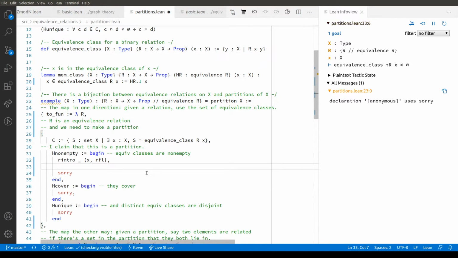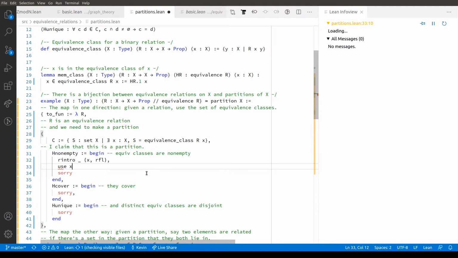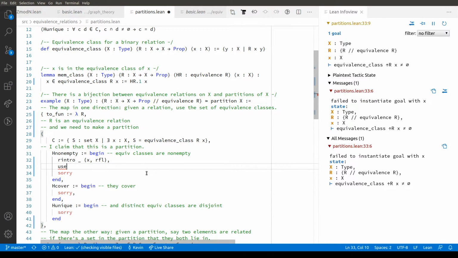So that's what a mathematician would say straight away. What's the first problem? We have to prove that every equivalence class is non-empty. So let's prove that this equivalence class is non-empty. To prove that something's non-empty, we need to exhibit an element. So let's just use x. And that hasn't worked. That's rotten luck. Oh dear.